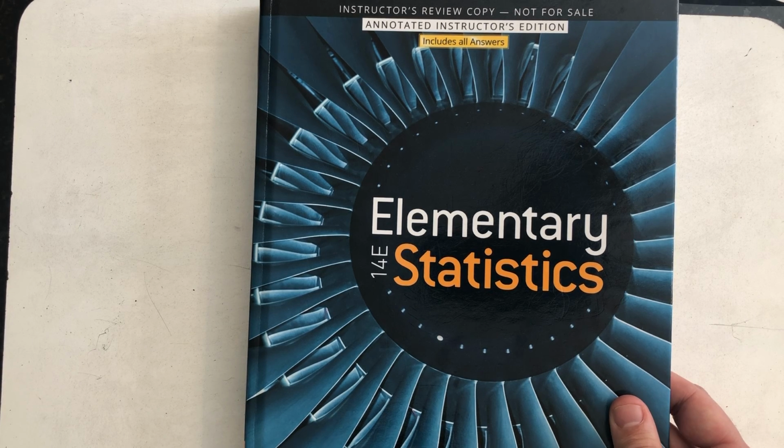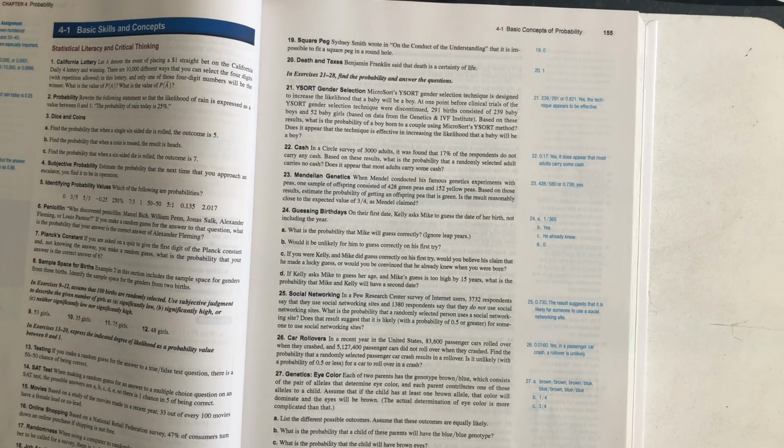Let's do a couple problems from our textbook to practice the relative frequency approach to calculating probabilities. These problems come off of page 155. So I actually want to start with number 22. And in number 22, we're going to be able to define a new term.